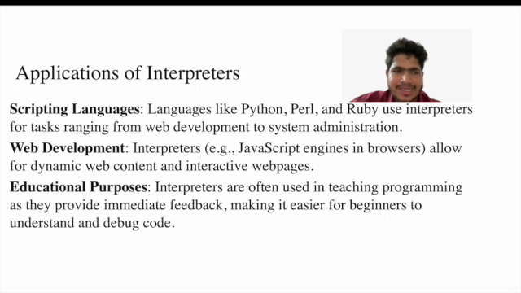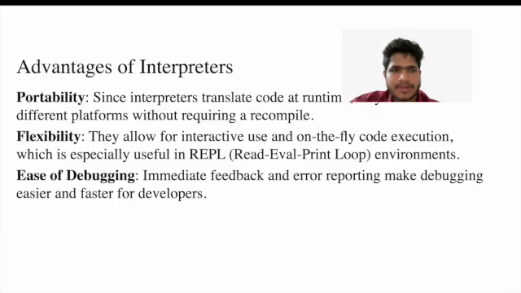Applications of interpreters. Scripting languages like Python, Perl, and Ruby use interpreters for tasks ranging from web development to system administration. In web development, for example, JavaScript engines in browsers allow for dynamic web content and interactive web pages. Educational purpose: interpreters are often used in teaching programming as they provide immediate feedback, making it easier for beginners to understand and debug code.